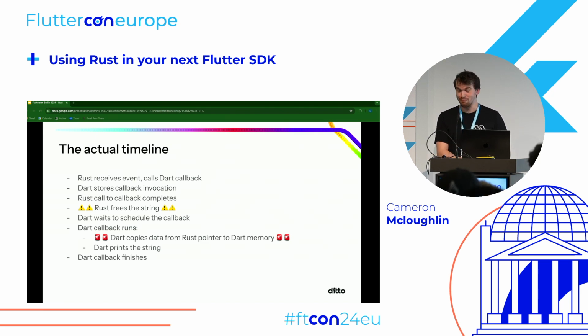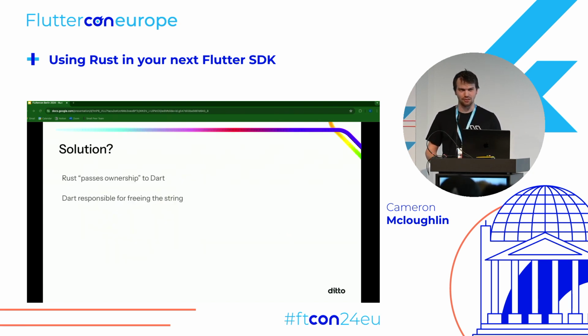We don't have control over when Dart schedules that. So Rust then immediately frees the string. Deterministic resource releasing is a big feature of Rust. So it always frees the string immediately after that call returns. Dart then schedules the callback for some point in the future. And when it runs, who knows what's in that memory? It's a pointer that's been freed. This is a use after free.